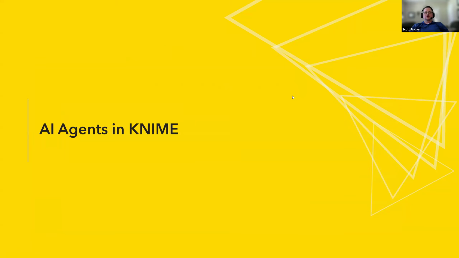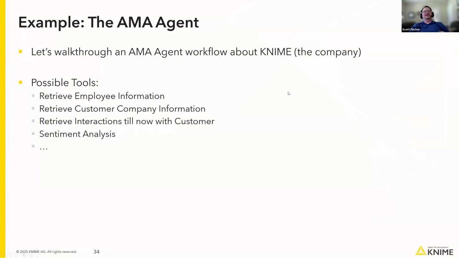Okay. So AI agents in KNIME, I don't have the time to go through with you how we approach agents in KNIME. That's something we would do in a workshop probably if we had a couple of hours together. But I did want to show you there's something beyond just simple LLM prompting that you can do. So I want to walk through just briefly an AMA, or Ask Me Anything, agent that we built about KNIME, the company, as opposed to the software, that has several tools embedded in it. We can build an agent that is going to choose what tools it needs in order to answer particular questions.